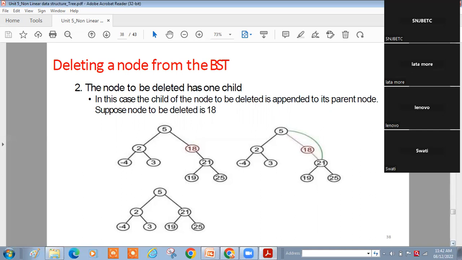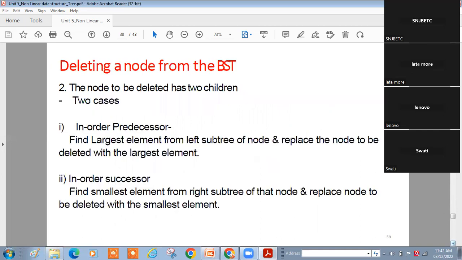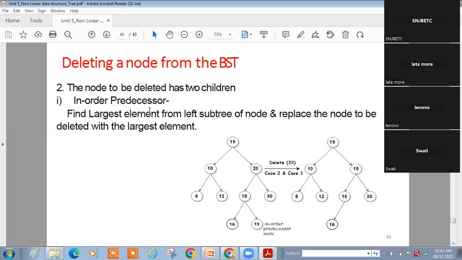And the last case: as it is a binary search tree, a node may be a leaf node, it may have only one child, or it may have 2 children. When 2 children are there, there are 2 ways to delete the element, that is using predecessor and using successor. If I am doing it for predecessor, see in this example, this is the in order predecessor.